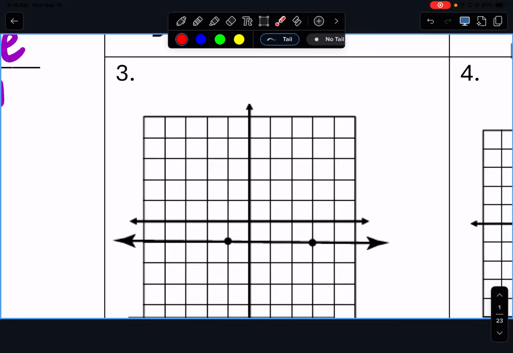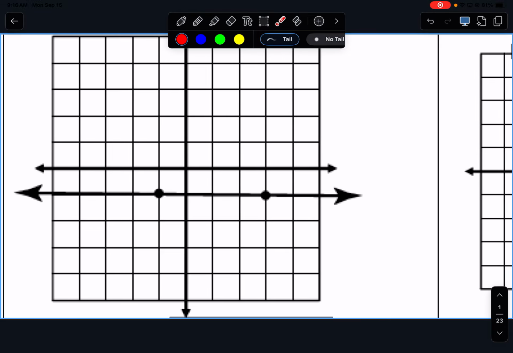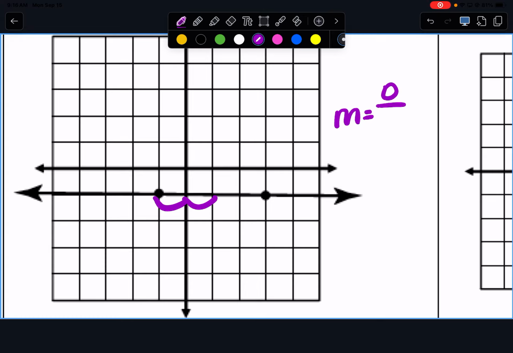So now for number 3, what kind of line is that? What kind of slope does that have? 0 slope, okay? Because does this have any rise? But it does have a run. What is the run from those 2 points? Which just gives us 0. But we know from the get-go that is a 0 slope because it's horizontal.